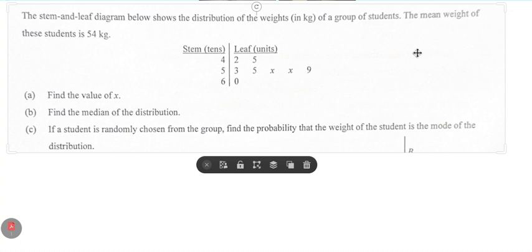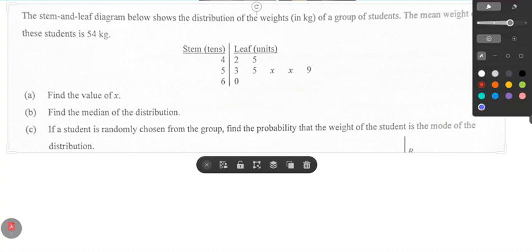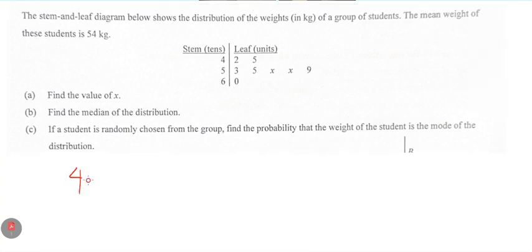Now, to find the value of x, let's first list all the data points, or the student weights, from the stem and leaf diagram by combining each stem with its corresponding leaf or unit. Now we have stem 4, that means 42 and 45. Let's write it out here. We have 4 that is the same as 42 and 45.